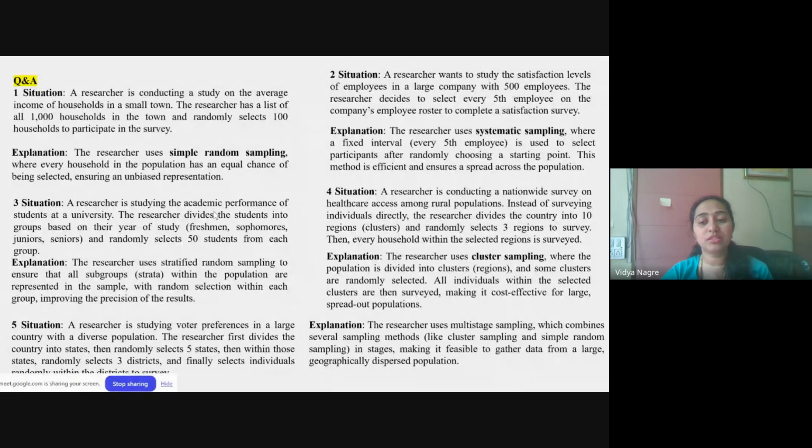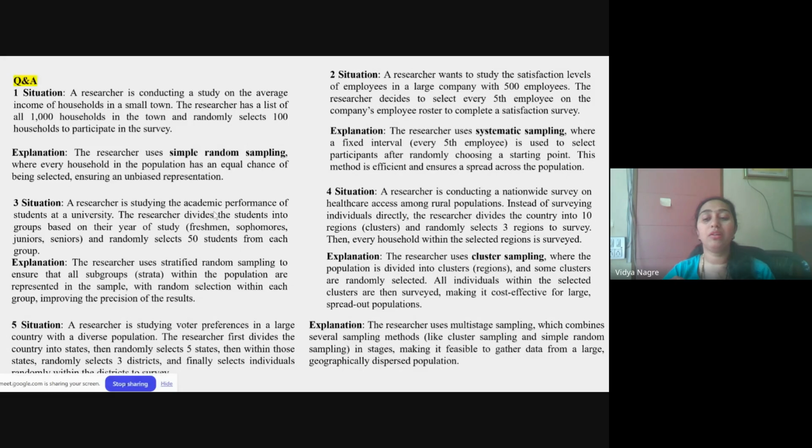So the researcher uses multi-stage sampling, which combines several sampling methods like cluster sampling, because clusters are made, right? And then random sampling. So clusters are made according to states and districts. Then clusters are chosen, and under that particular chosen cluster, 3 districts, let's say, the person again selects the individuals. Here, not every individual is studied, not the whole population. Again, random sampling has happened.